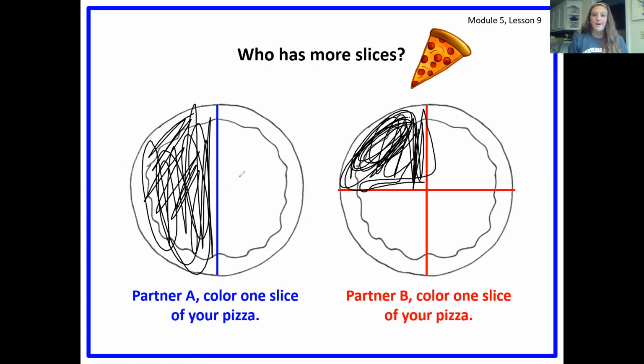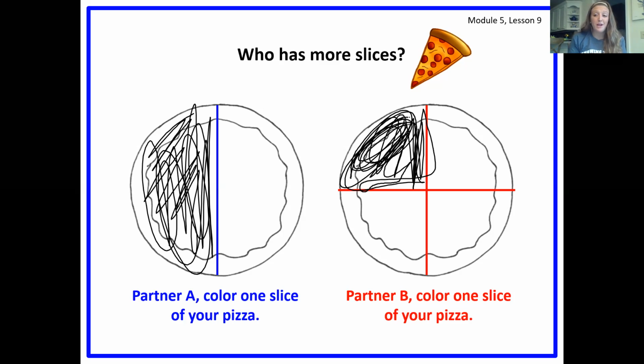Now, think about it. Who has more pieces? Who has more slices? Right, so this red one, the partner B one, has more slices. But now we colored in one slice of each. I want you to think, who has bigger pieces? Partner A has bigger pieces.